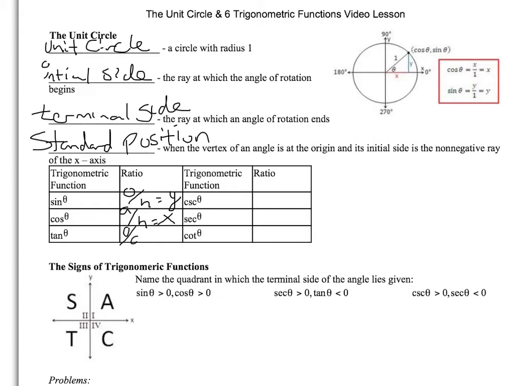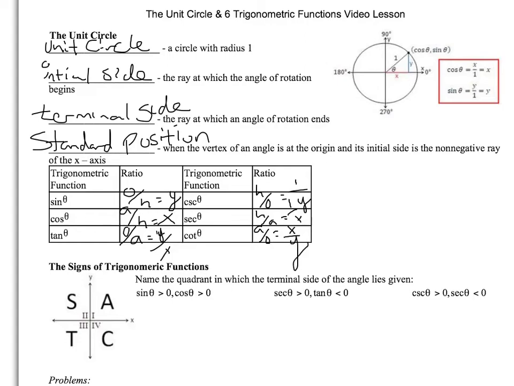Tangent is opposite over adjacent. So opposite over adjacent is y over x. So in a unit circle, tangent will equal the y value divided by the x value. Cosecant is the reciprocal of sine, so it's going to be hypotenuse over opposite, which is just 1 over y. Secant's the reciprocal of cos, so it's going to be hypotenuse over adjacent, which is 1 over x. And cotangent's the reciprocal of tangent, so it's going to be adjacent over opposite, which is x over y.